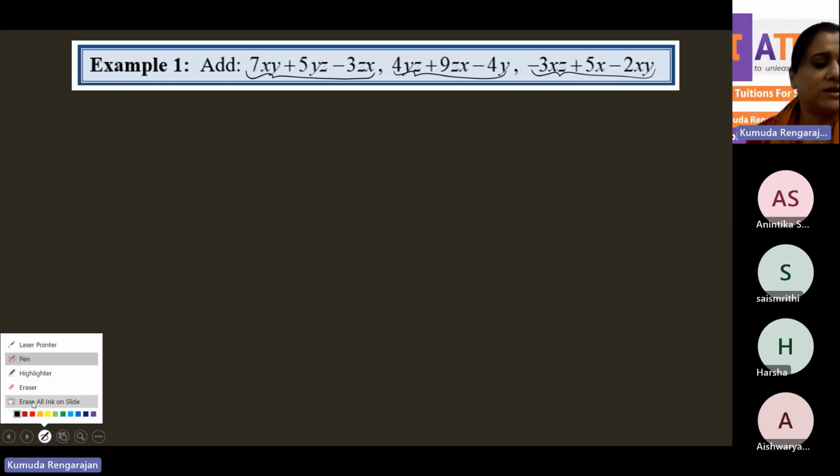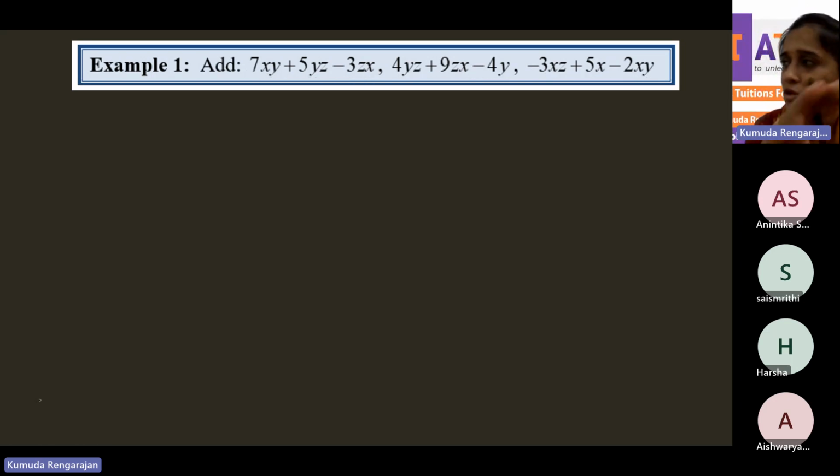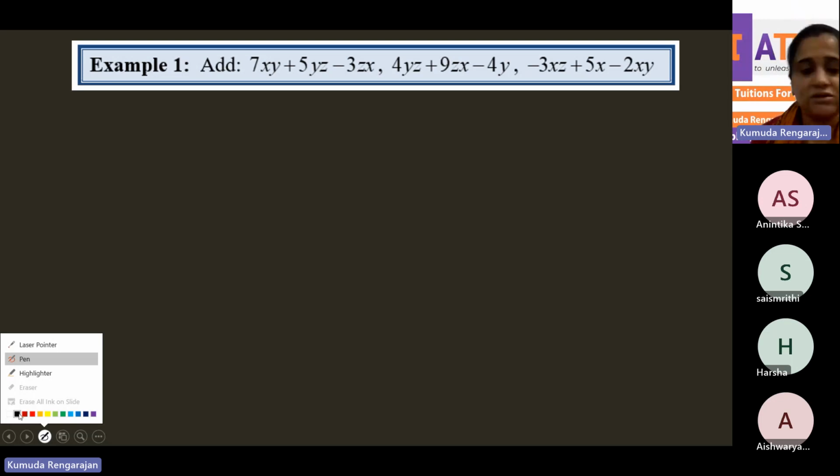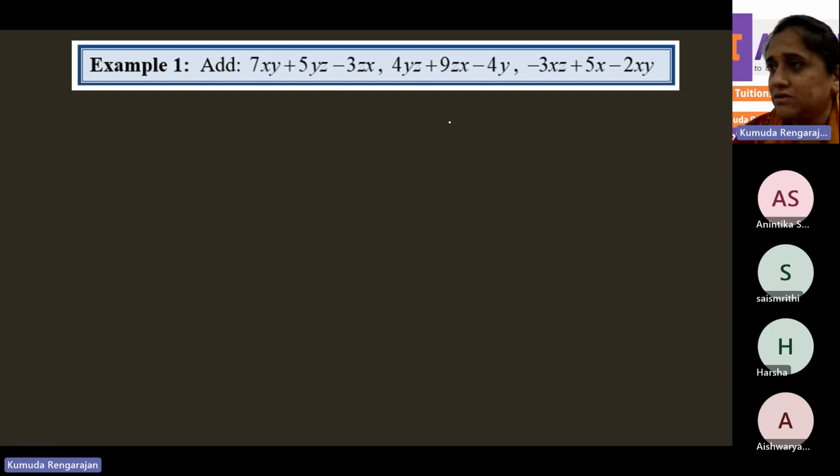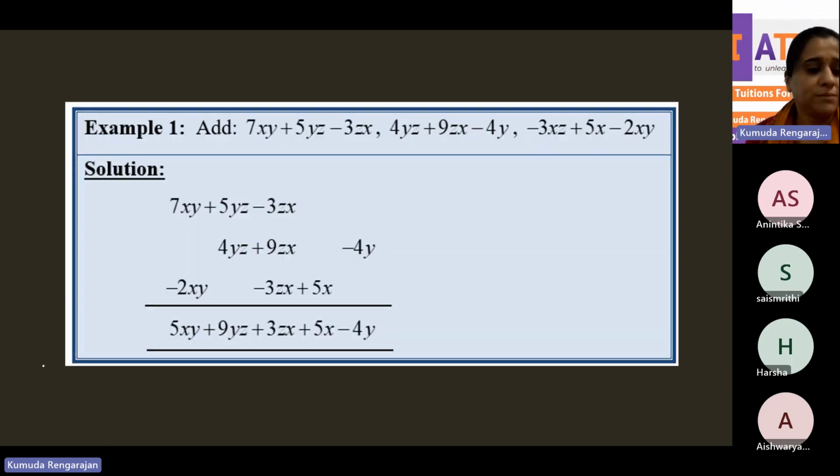Sometimes it's specified in school. You may have this specification: find the sum using the vertical method, or find the sum using the horizontal method. So for that sake, we need to learn both the methods. All right. So here we have 3 expressions. We need to add these expressions, find their sum. Now we'll do it in the vertical method.